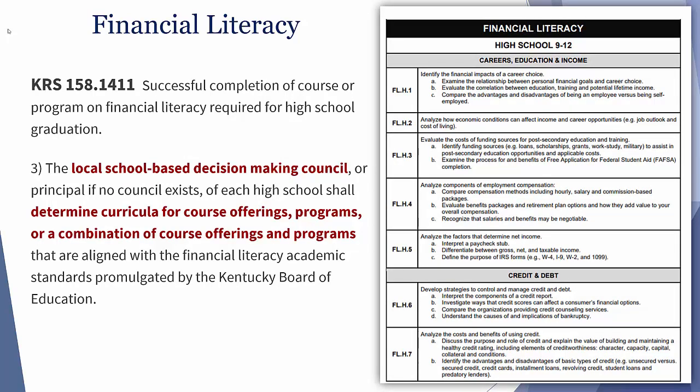The third point is focused on who determines how that's going to be taught. So we know Kentucky is a local controlled state. So the third point says that the local school-based decision-making council or a principal, if no council exists, of each high school shall determine the curricula for course offerings, programs, or a combination of course offerings and programs that are aligned to the financial literacy academic standards.